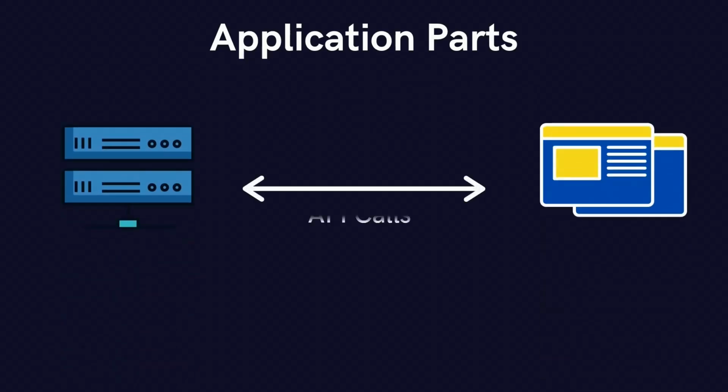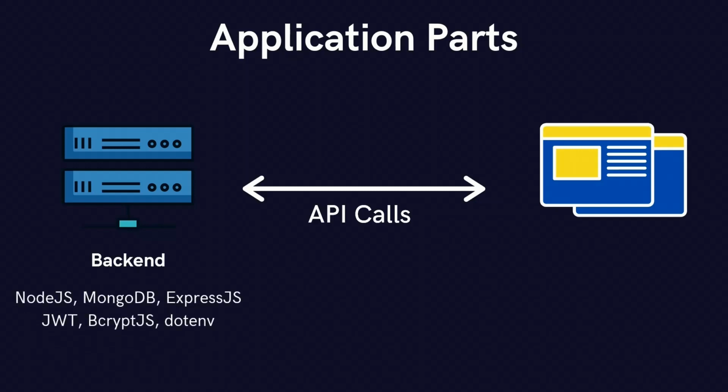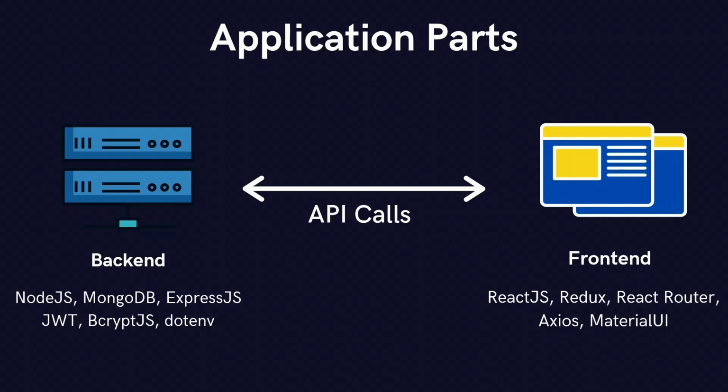So first, we have the part of the backend. The backend will be built with Node.js, MongoDB, Express.js, JWT authentication, bcrypt.js, and .env. And then what we will do inside the front end. The front end would be created with React.js, Redux, and React Router. So we will use the router of React as well. And after that, we will call the APIs using Axios. Axios is a promise-based HTTP library which is used to call the APIs. And after that, we will design the UI part with Material UI. So this is the introduction of that application.